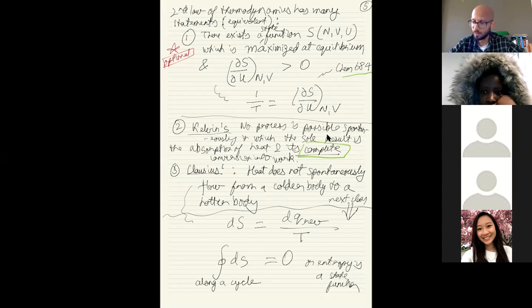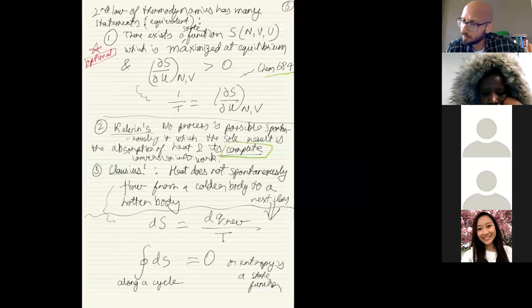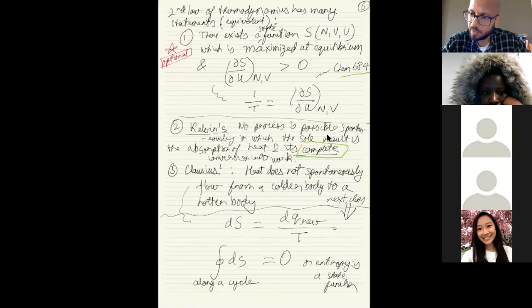The other statement, Clausius' statement, says that heat does not spontaneously flow from a colder body to a hotter body. So Joyce is wearing a big jacket. She cannot just go and sit out in the cold and say, come heat, come to me from the outside. It's not going to happen. Second law of thermodynamics prohibits it. And both of these statements are equivalent. We will look at that in a moment.